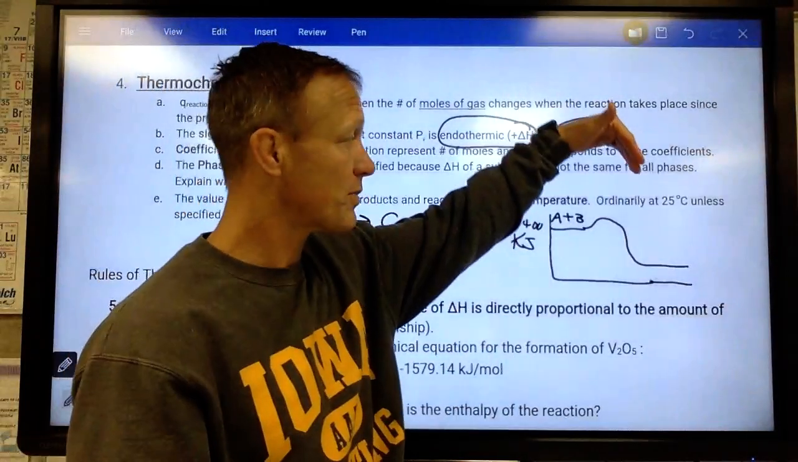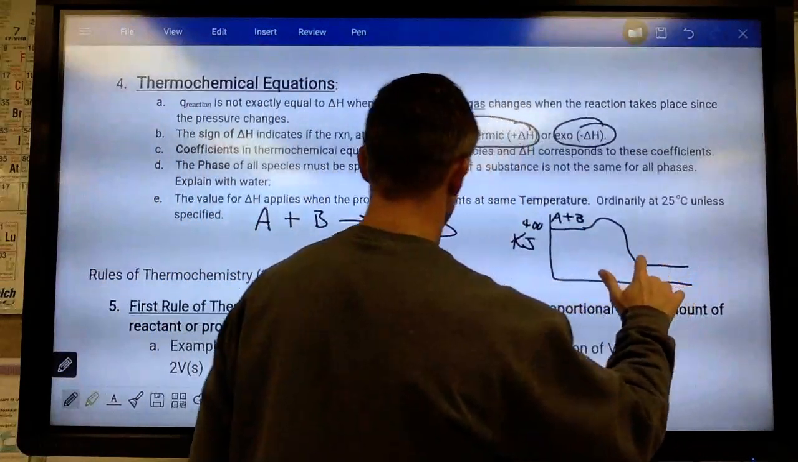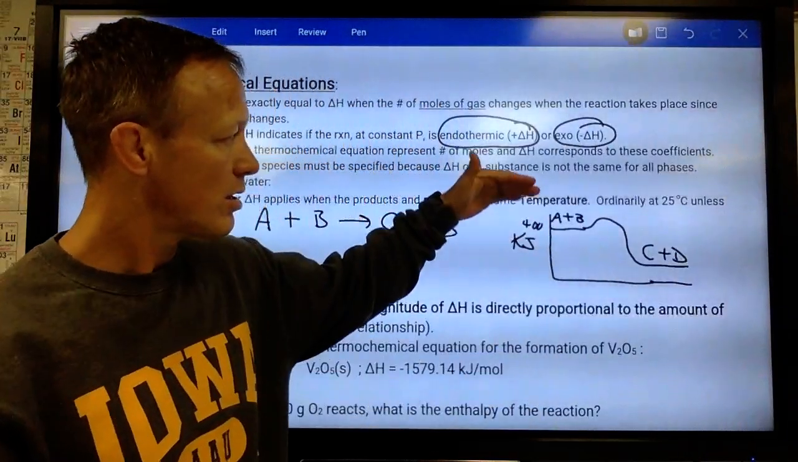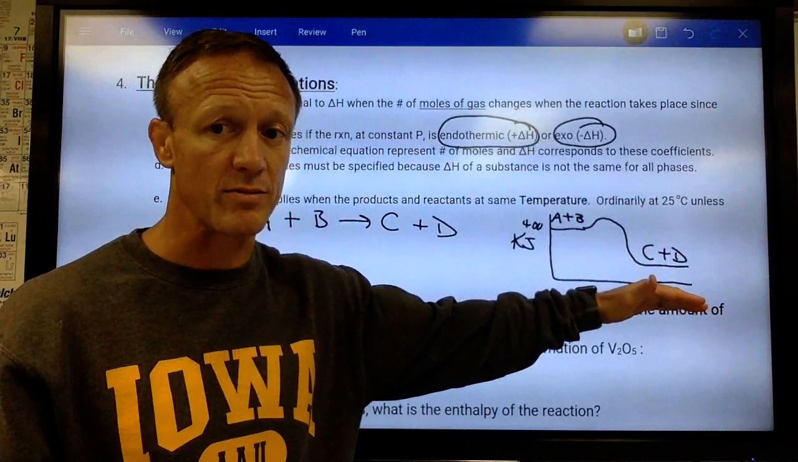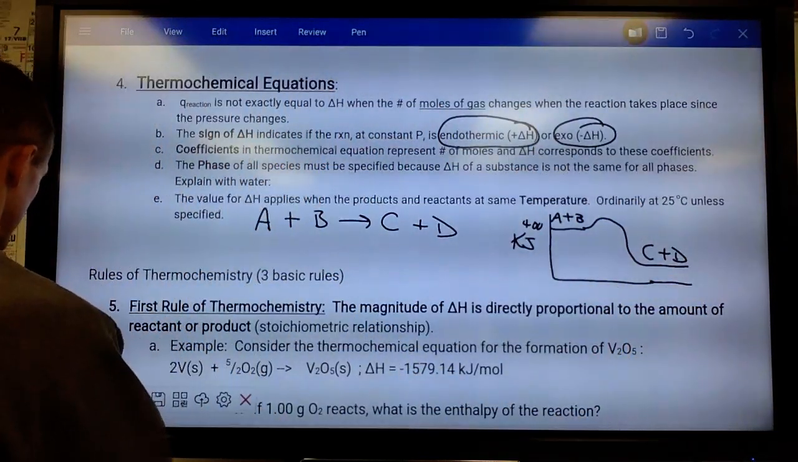That could be really big. It's the energy it takes to start a reaction. And then these would be our products down here, C plus D. So in this case, reactants have lots of energy, products not as much. It's an exothermic reaction.